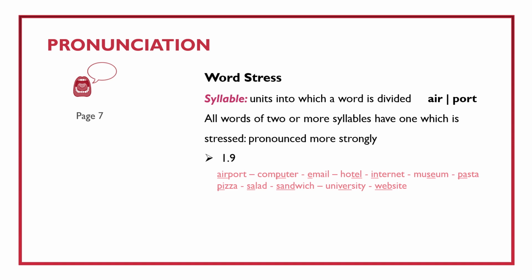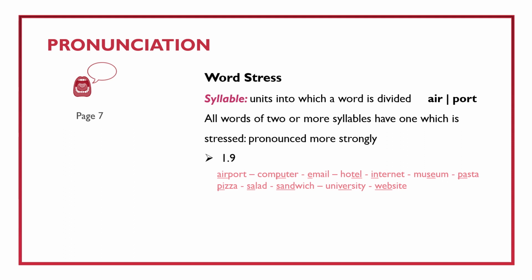So for the next part, part D, you need to write the words from part C in the chart. We have a chart with 3 columns, and you have to divide the words into the food category, technology, and places category. For example, airport goes to the places category. What about computer? Goes to technology.